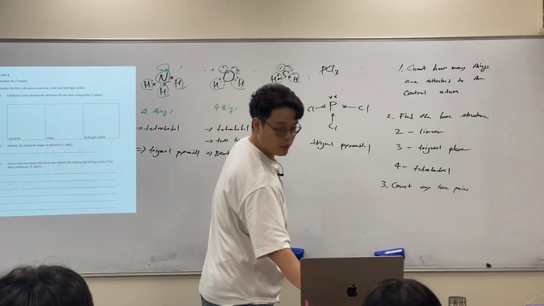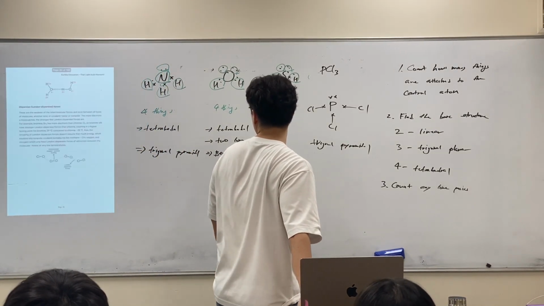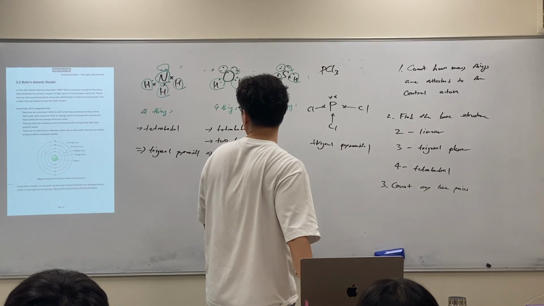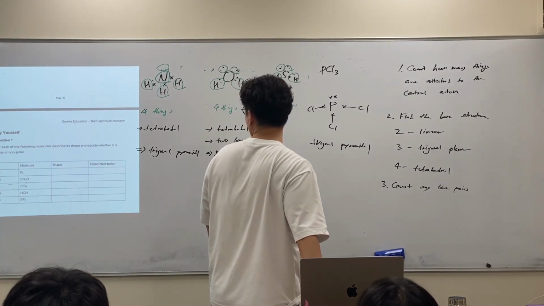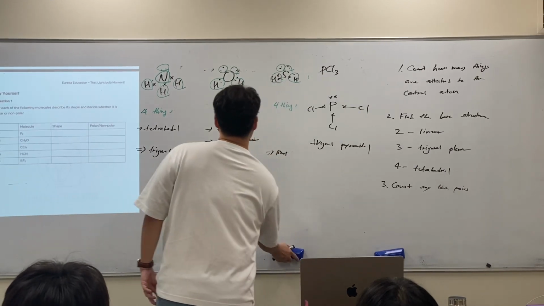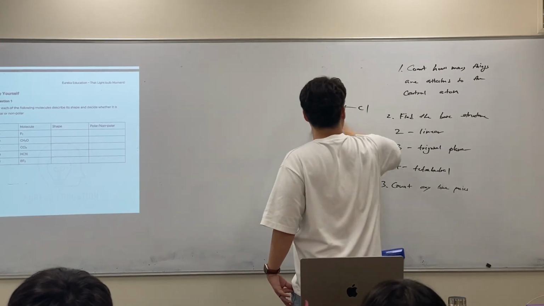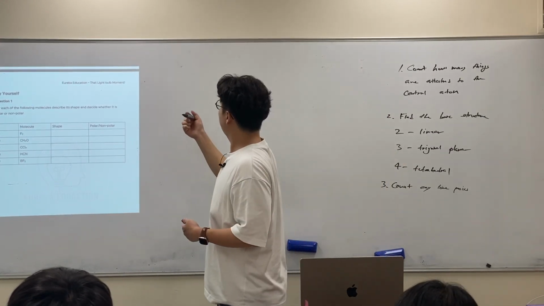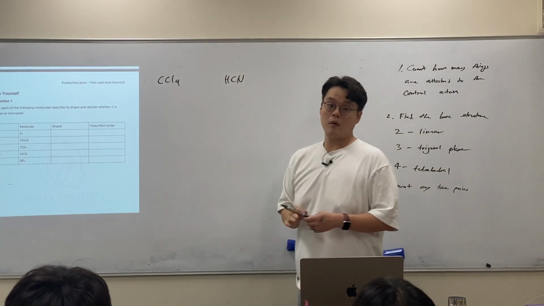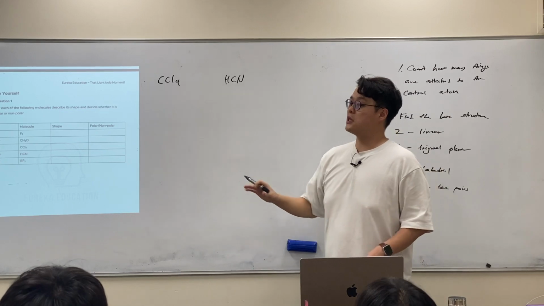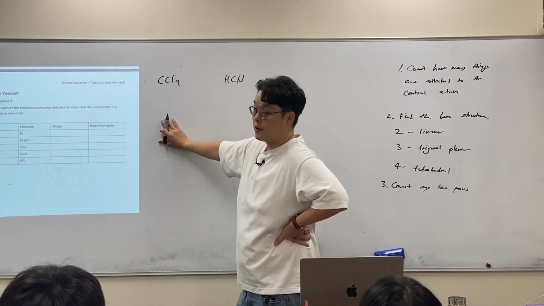Let's do one more. Okay, what about this one? CCl4 and HCN. What would be the shape of the CCl4? Square planar?